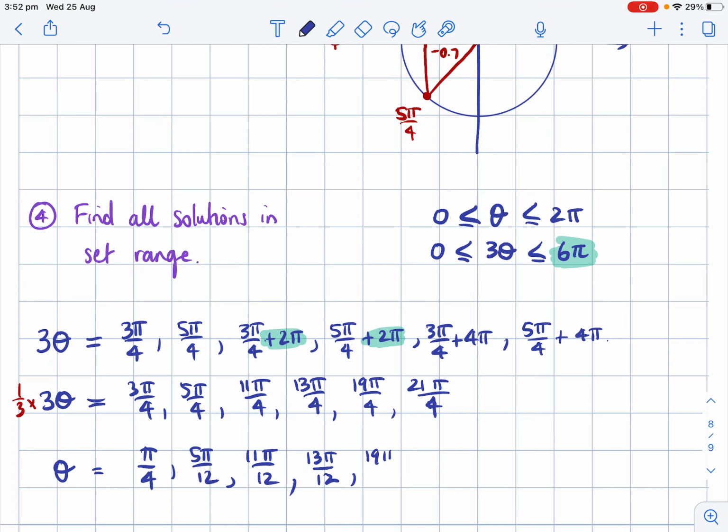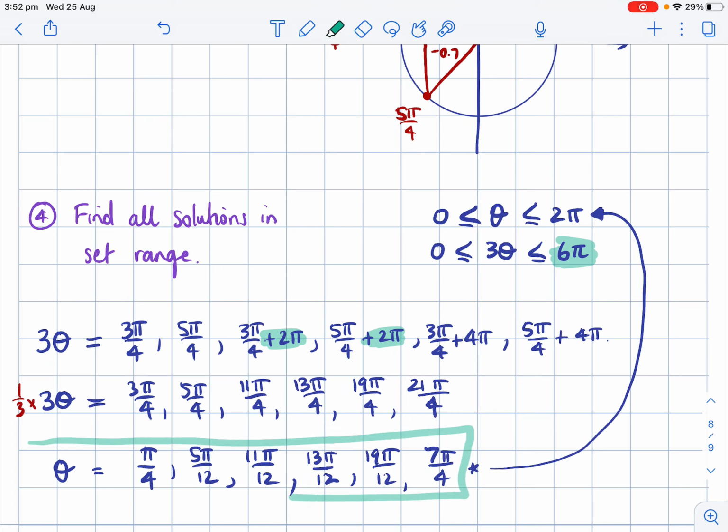Where am I up to? 19 pi on 12 and 21 pi on 12. And 21 pi on 12 can be simplified. So let's simplify that down. 3 goes into 21 7 times, 3 goes into 12 4 times. And all of these solutions are now within my originally specified domain. So this is my final answer for theta.